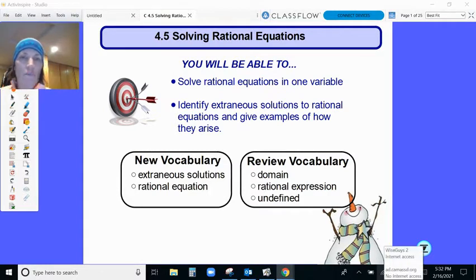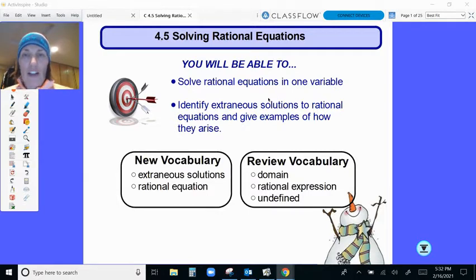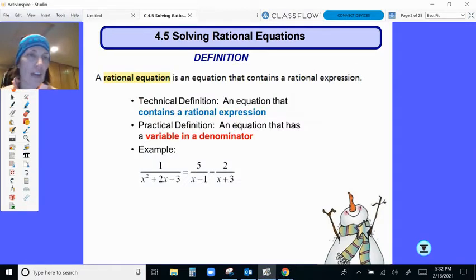And today we're going to begin 4.5, which is solving rational equations. And we're going to learn how to solve equations and identify extraneous solutions. That is really a thing, okay?